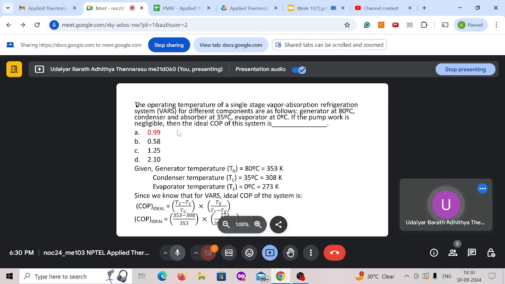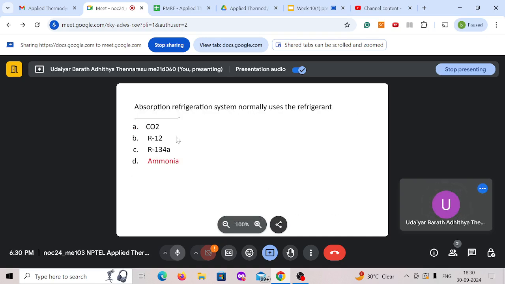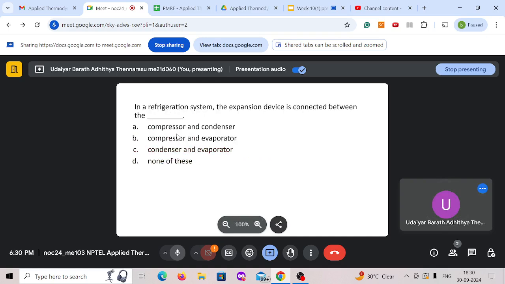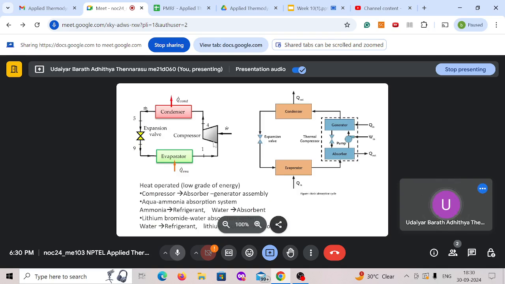If you take into account, I will go back to the diagram so it will be easier to understand. So we see this comprises two parts. One is where the refrigerant is running, and the mixture part. This blue region, which is a thermal compressor, is equivalent to a heat engine, which is applying heat and producing work. The pump work is negligible. So this heat engine is operated between the generator and the absorber.